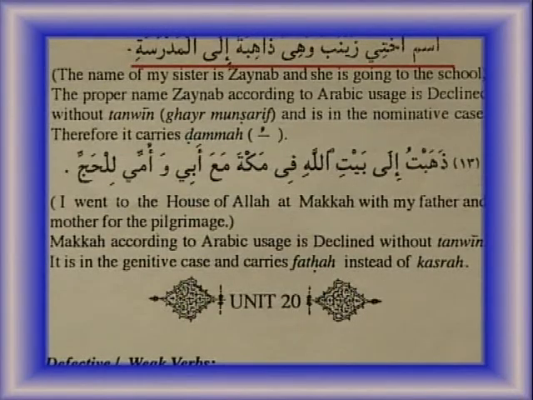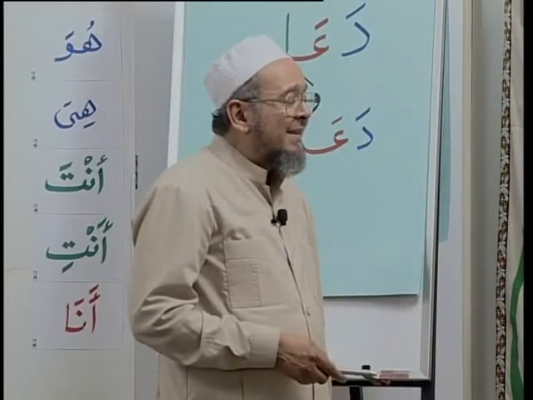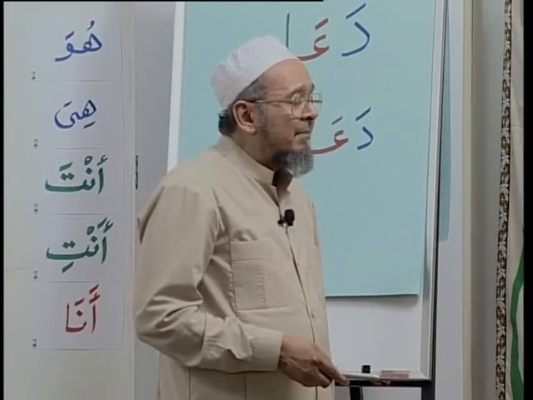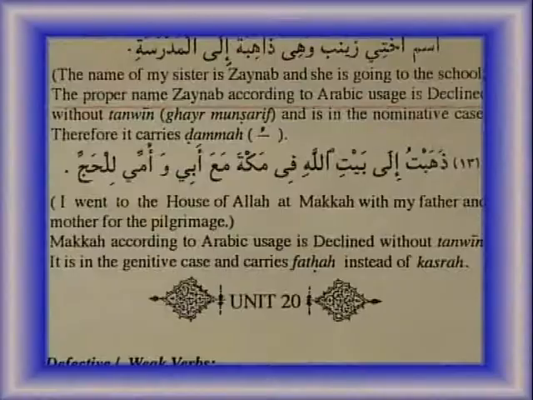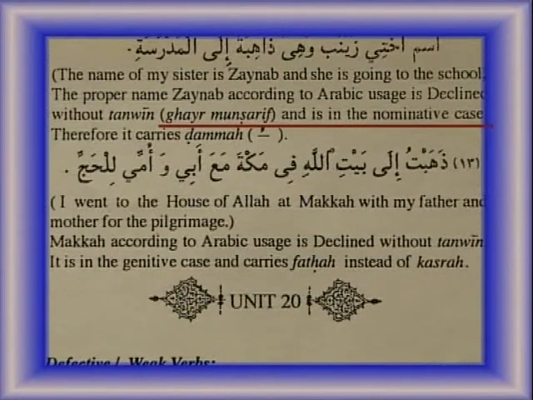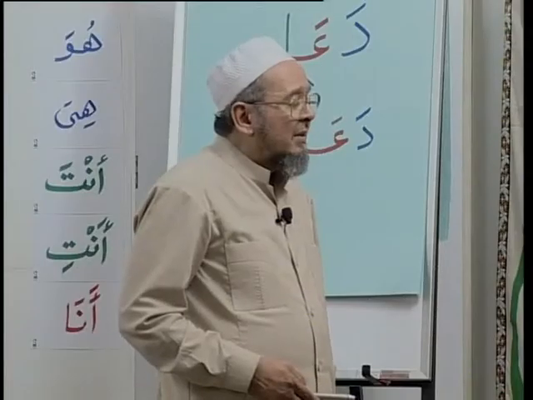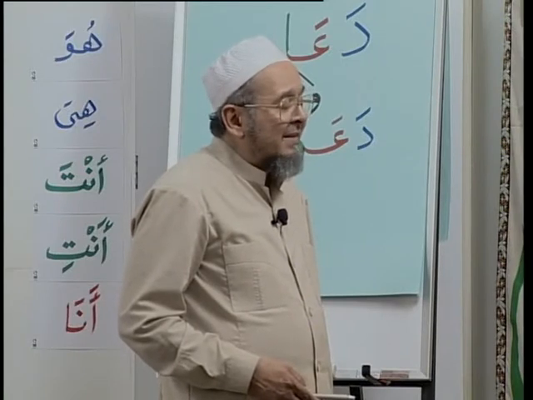Ismu ukhti Zainab wa hiya dhahibatun ila al-madrasa. The name of my sister is Zainab, and she is going to the school. The proper name Zainab, according to Arabic usage, is declined without tanween, ghair munsarif, and it is in the nominative case, therefore it carries dhamma.